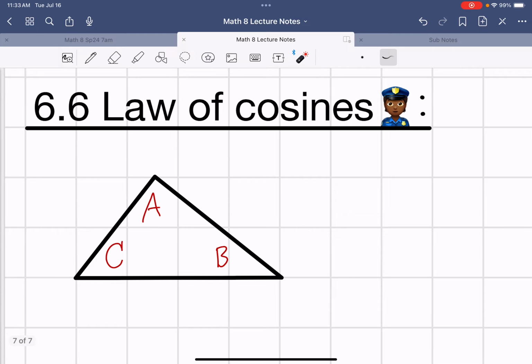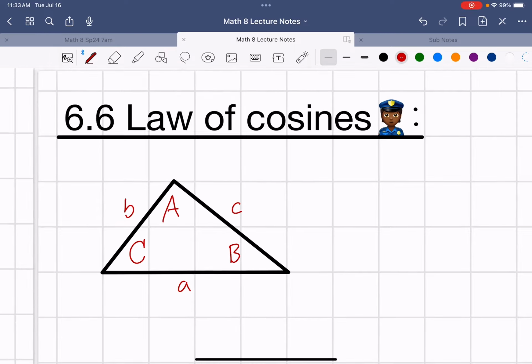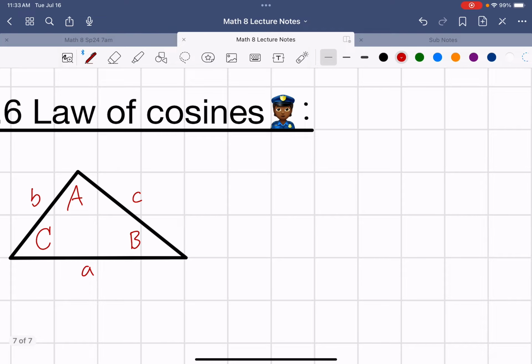Now, again, I use the capital letters to emphasize the angle, and then it's hard to emphasize capital C, so I put this little vertical line up top. And then, of course, the corresponding sides to those angles. And here are the formulas.